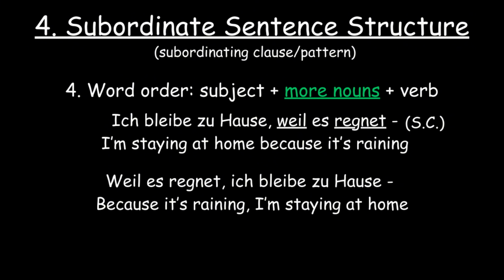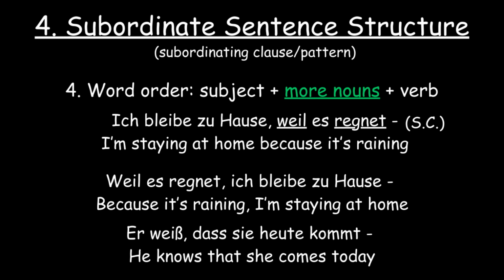In this example, the subordinate clause comes before the main clause. Weil es regnet, ich bleibe zu Hause. Because it's raining, I'm staying at home. Here's another example with the conjunction das. Weiß, dass sie heute kommt. He knows that she comes today. Das introduces the subordinate clause, and kommt is at the end.